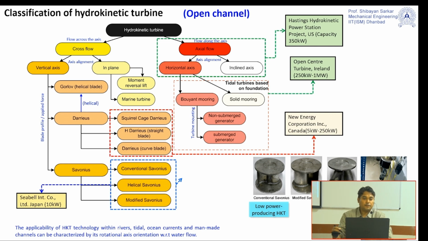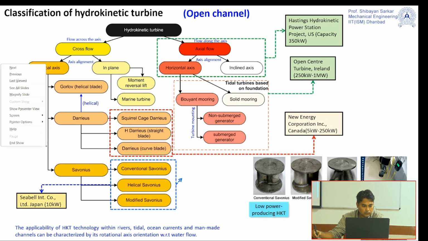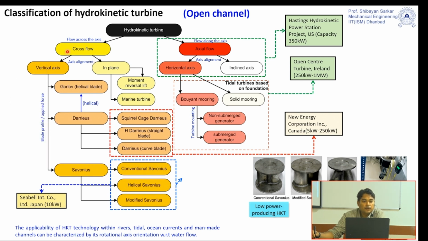So in this first classification, it will be cross flow and axial flow. A cross flow turbine, as I just told you, may have a vertical axis, or otherwise an in-plane axis. An axial flow turbine may be horizontal, or it may have an inclined axis.